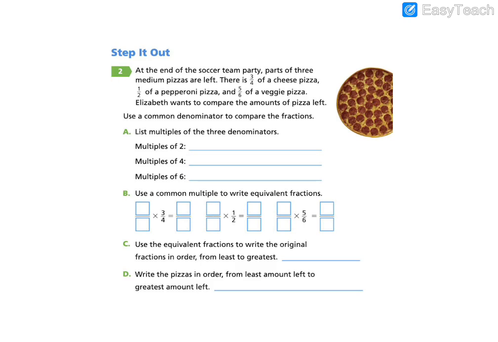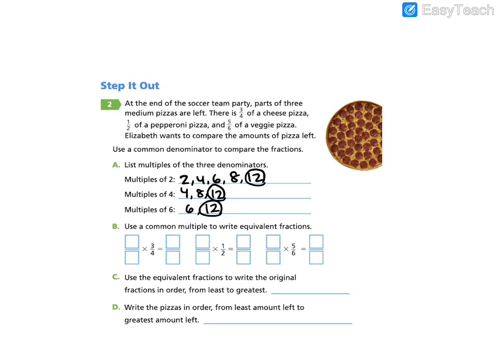At the end of the soccer team party, parts of 3 medium pizzas are left. There is 3/4 of a cheese pizza, 1/2 of a pepperoni pizza, and 5/6 of a veggie pizza. Elizabeth wants to compare the amounts of pizza that are left. We need to use a common denominator to compare all the fractions. Go ahead and list the multiples of 2, 4, and 6. Pause the video and press play when you're done listing. All right. You should have found that the common multiple was 12.